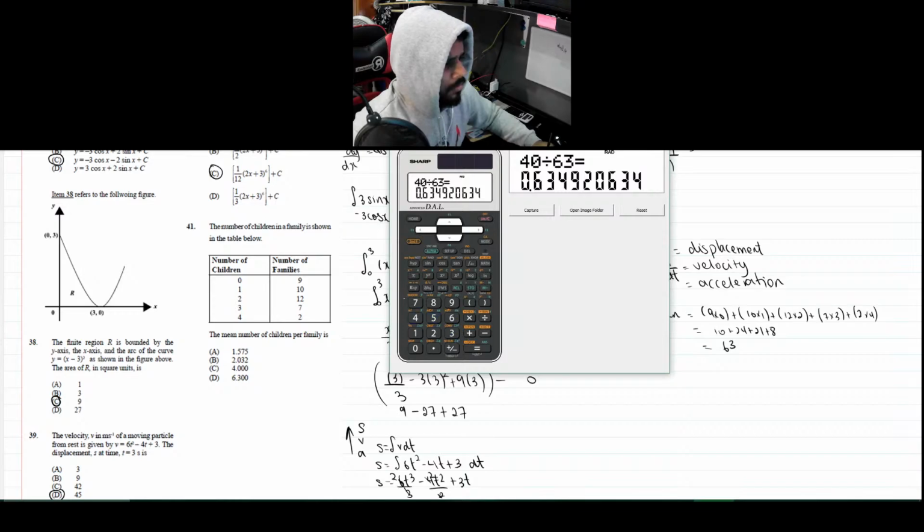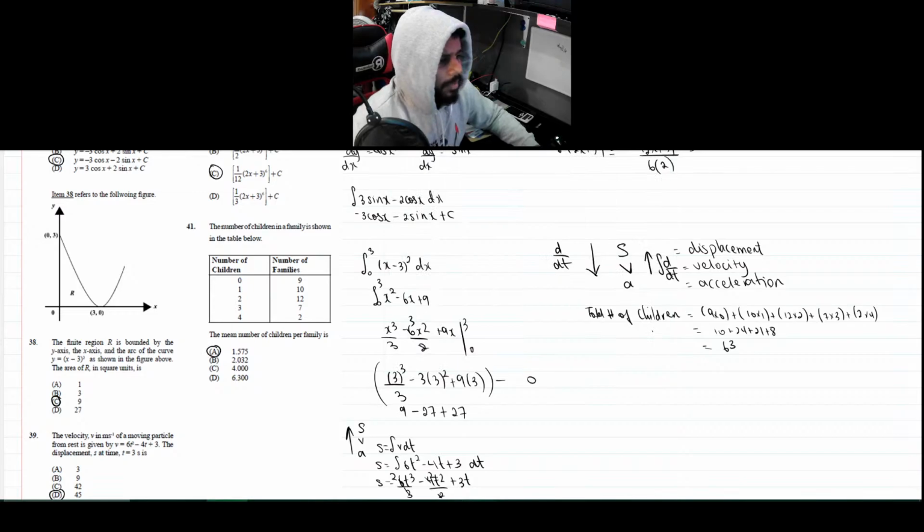They just put it to 2 significant figures. No, like 6.3, sorry. 63 divided by 40 is 1.575. My bad.